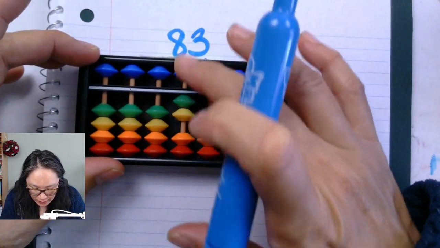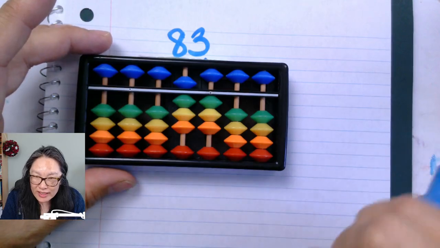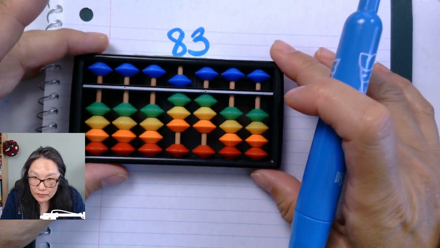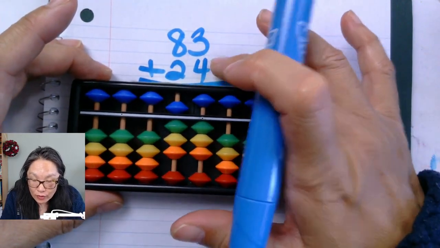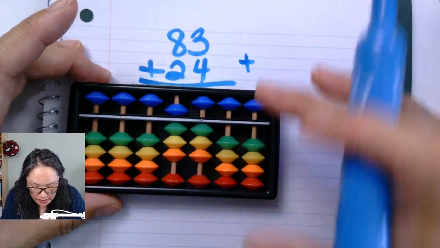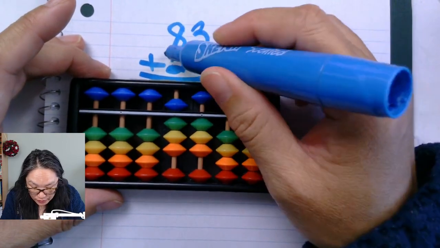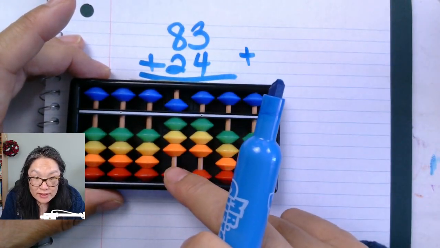We have 83, 5, 6, 7, 8, and then 3. Oh, I guess I should have done the other one. That's fine. So you could add the 4. You could do it this way, or you could do it this way. It's up to you. I usually go from left to right. So I'm going to add the 2. When I add the 2, do I have enough beads?